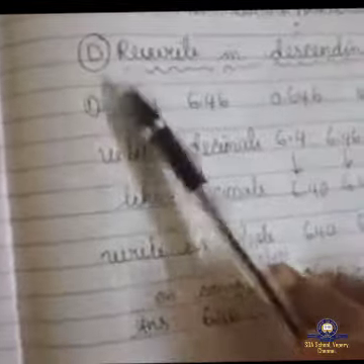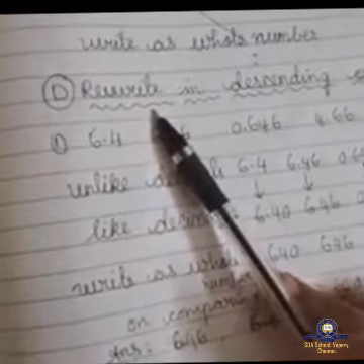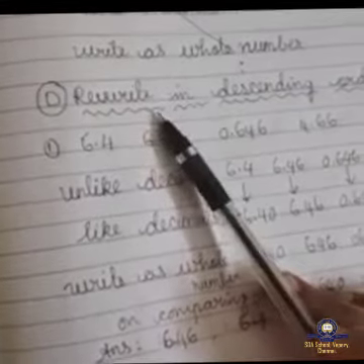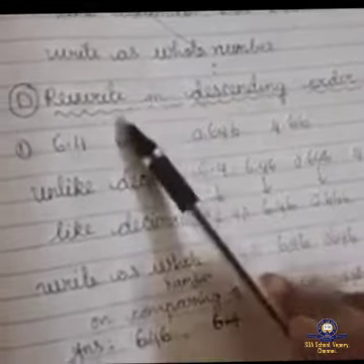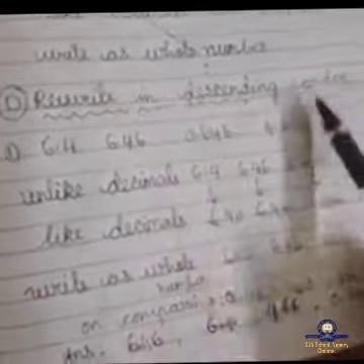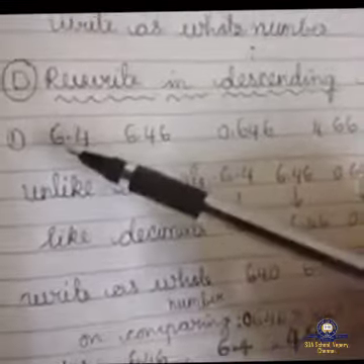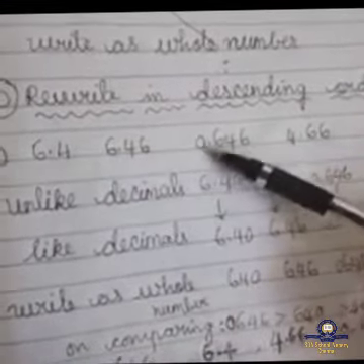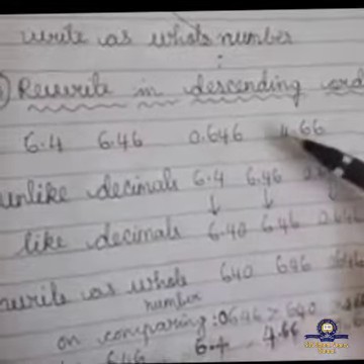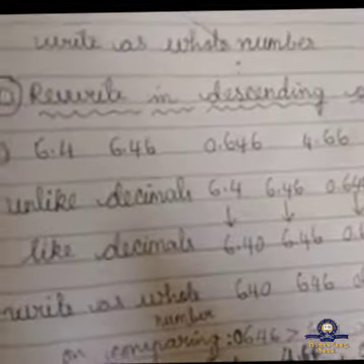In D section, in the previous one we wrote in ascending order, right? In this we will write in descending order. Rewrite in descending order. See here, the example sum is given. Number 1: 6.4, 6.46, 0.646, 4.66. We will use the shortcut method itself.